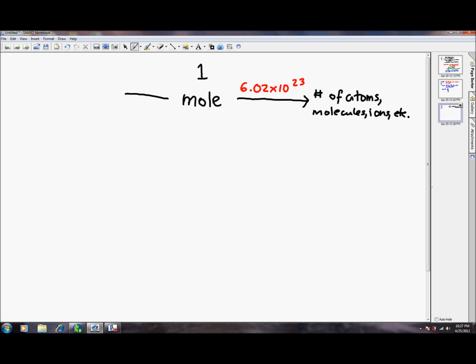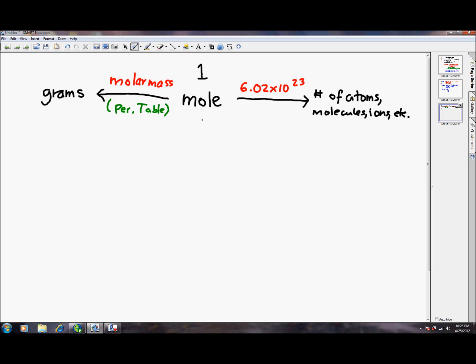Okay, another thing that we can do is we can relate the mole unit to grams of something. Okay, we just discussed that we do this with molar mass. Where do we find molar mass? On the periodic table.